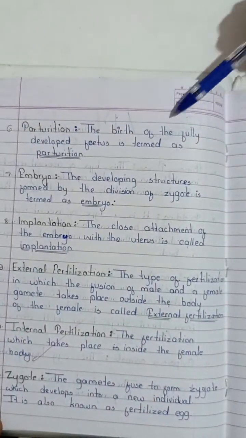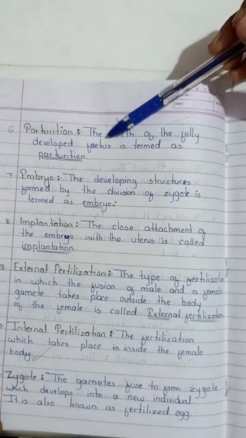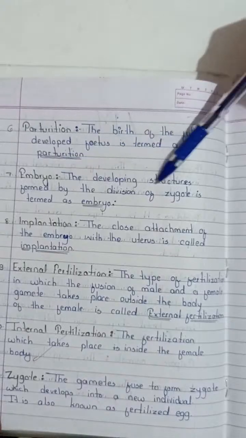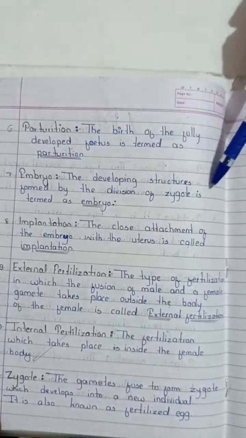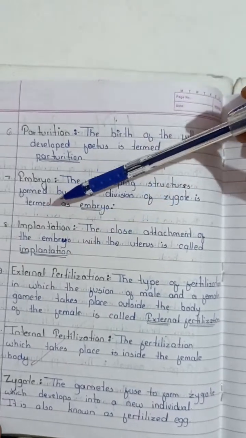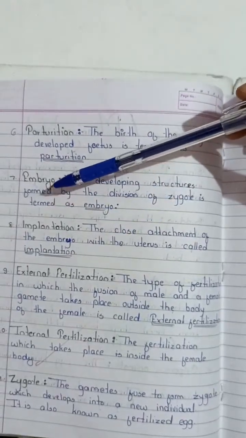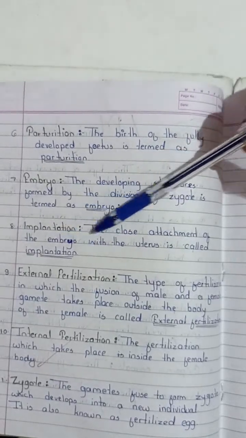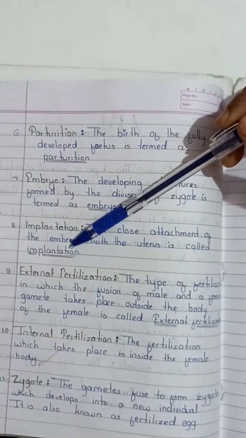Parturition. The birth of the fully developed fetus is termed as parturition. 7. Embryo. The developing structure formed by the division of zygote is termed as embryo. Implantation. The close attachment of the embryo with the uterus is called implantation.